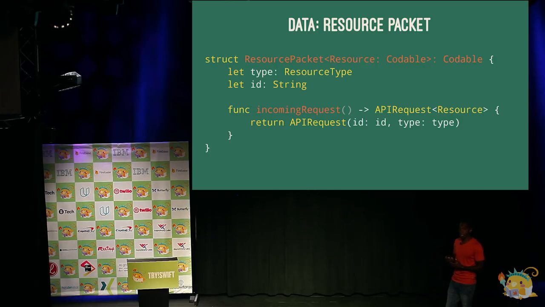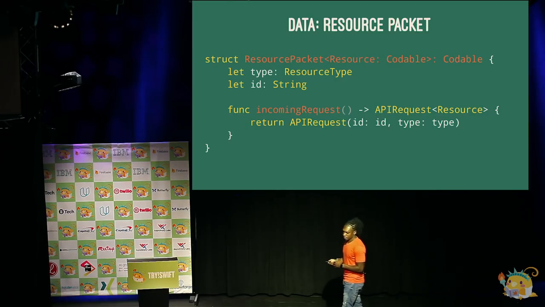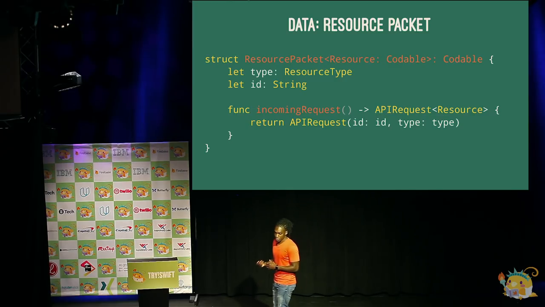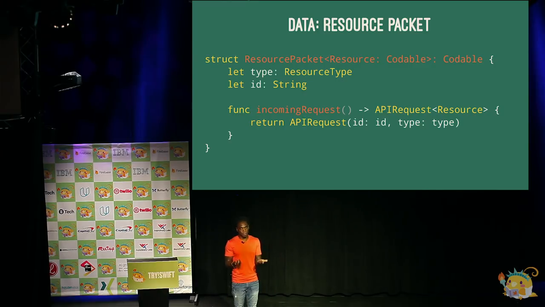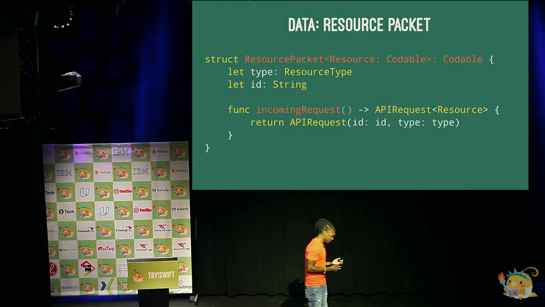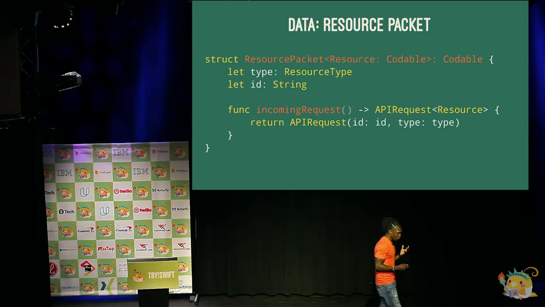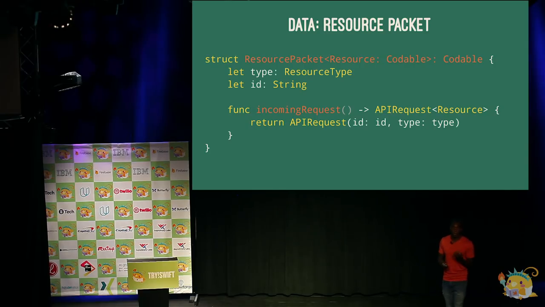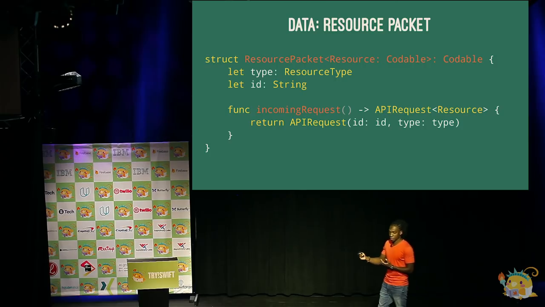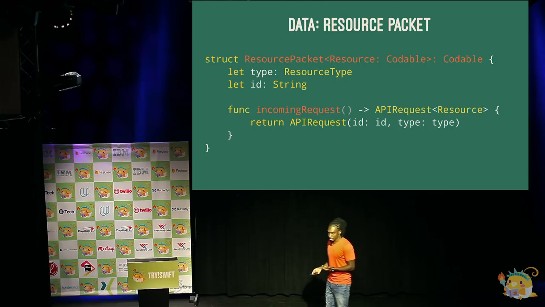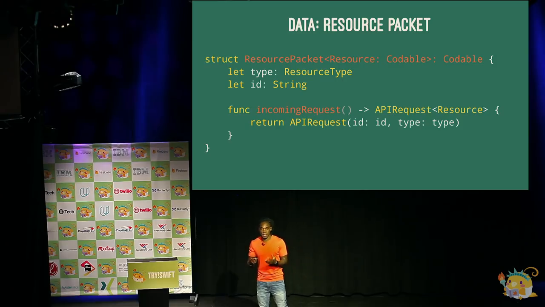The data portion of the JSON might look like this. We have a type and an ID and an incoming request function. Resource inside the angle bracket is generic with an important distinction. It has codable constraints. What this means is that resource can be anything as long as that thing implements the codable protocol. And just remember that if you implement the codable protocol, it just means that you can convert between JSON data and your local models. And the incoming request function does create the API request that you're going to use to make your network call.